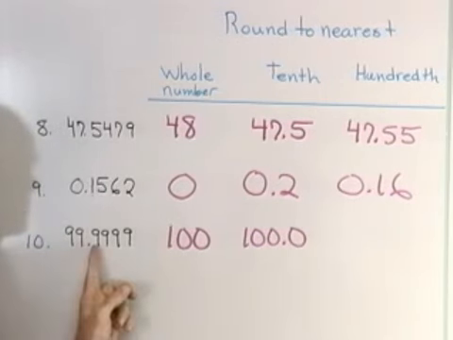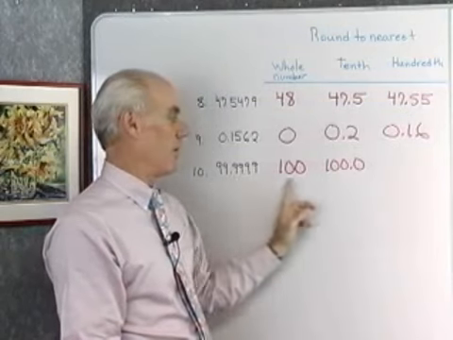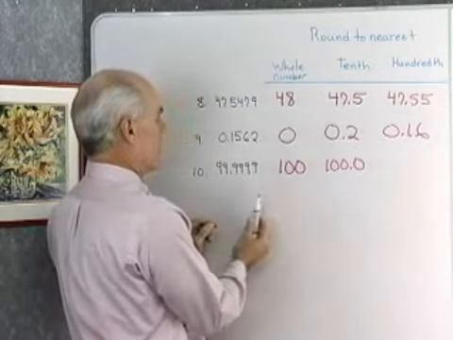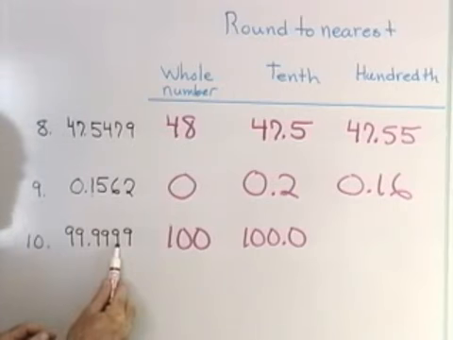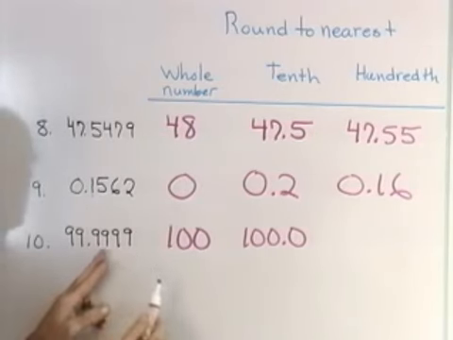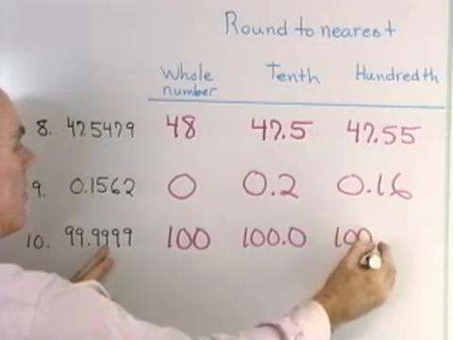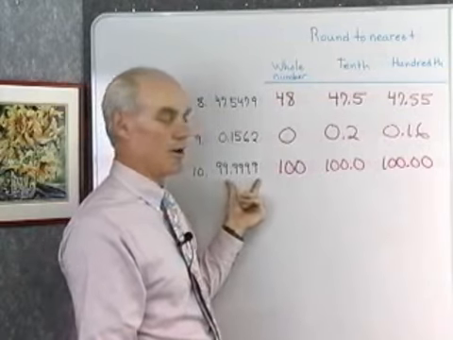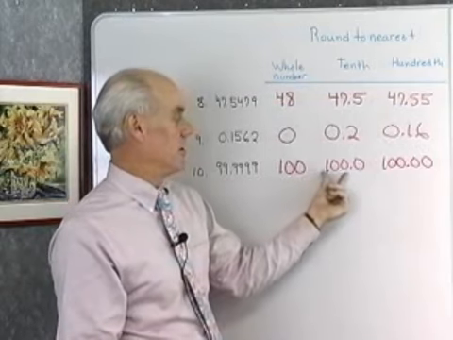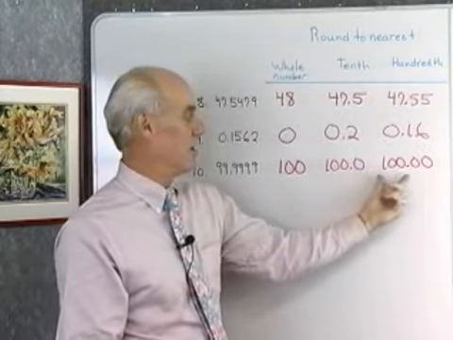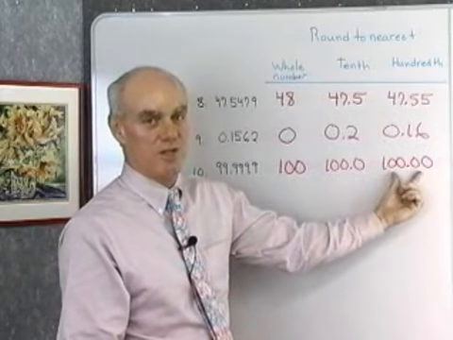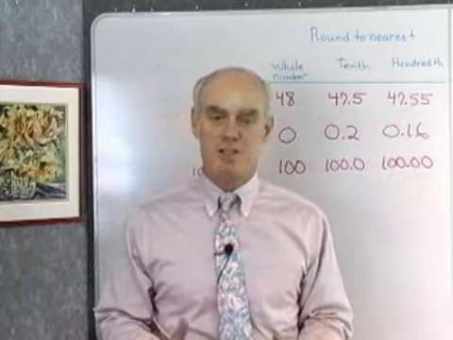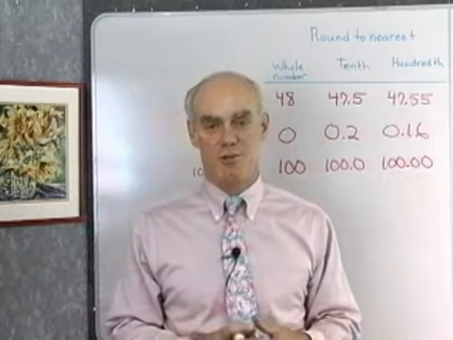I get 100.0. So when the digit I round to is a 0, I want to keep that 0, but then I drop all the zeros to the right of that. To the nearest hundredth, that's this column. To its right is a 9, so I add 1 to the hundredths column, and so I get 100.00. So 99.9999 rounded to the nearest whole number is 100, to the nearest tenth is 100.0, and to the nearest hundredth is 100.00. And that's a look at naming decimal numbers, rounding decimal numbers, writing them in words, and also writing them in symbols.